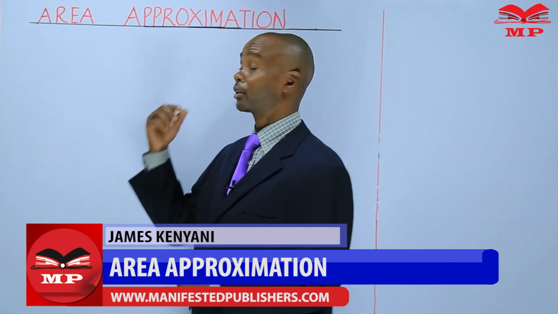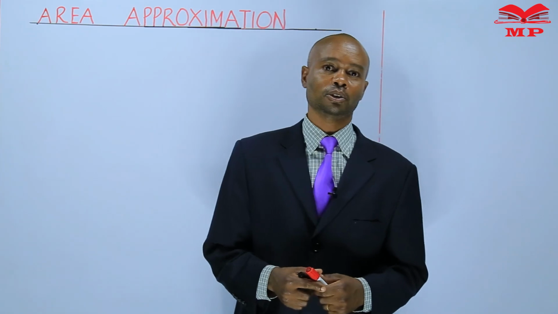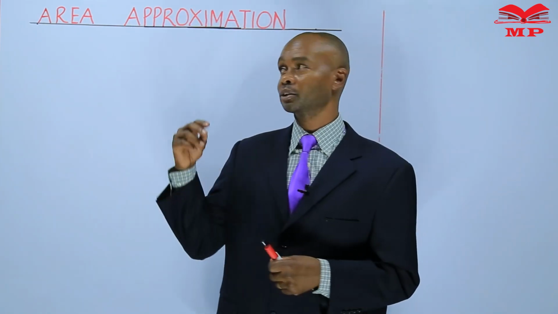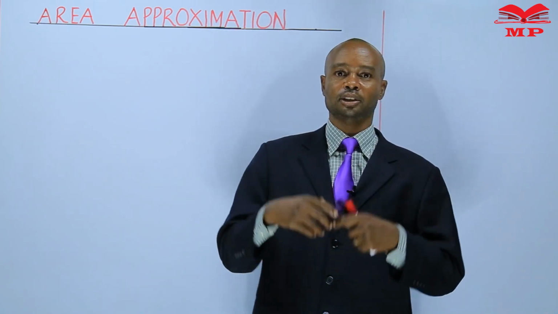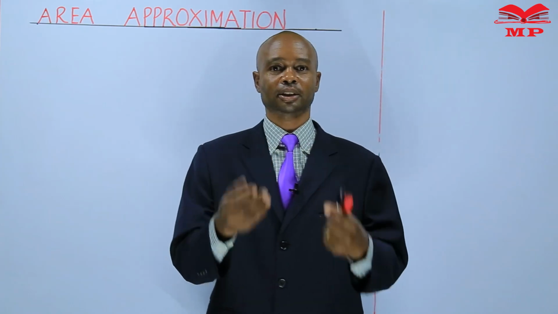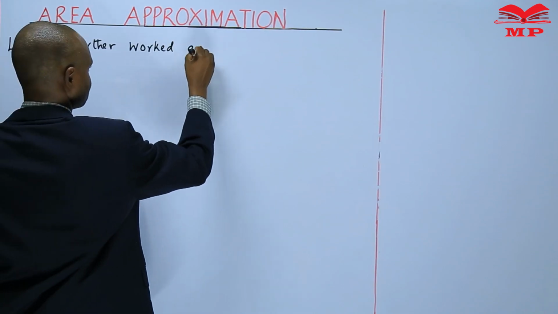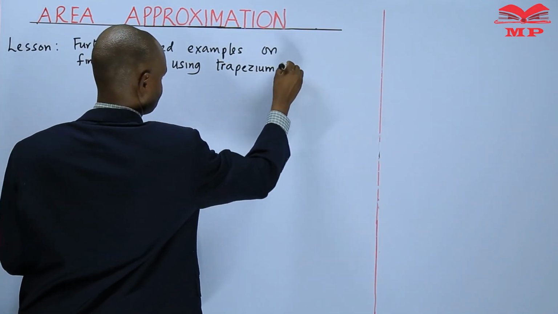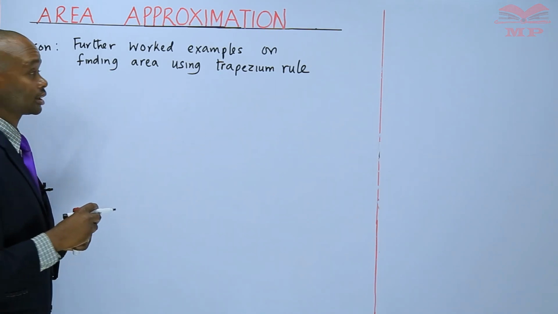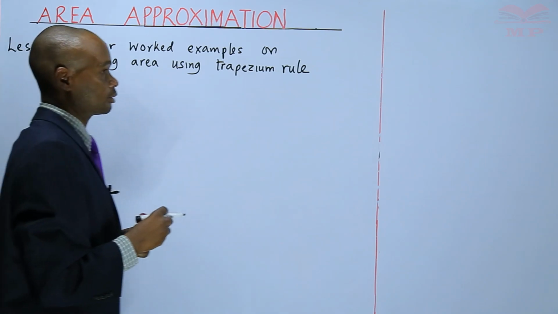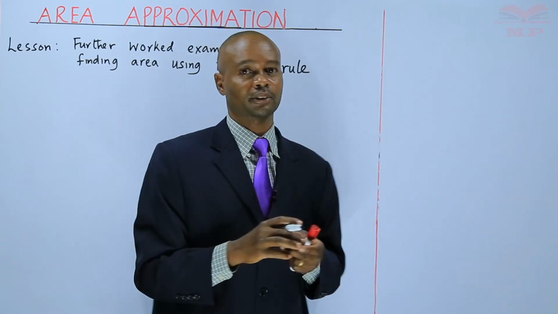We are going to continue with our topic on area approximation. In this lesson, we are still going to look at further solutions for questions of getting area using the trapezium rule. This is just to make it perfect. They say practice makes perfect. So as the objective goes, it is further worked examples on finding area using the trapezium rule. The objective is quite obvious: to give you, the learner, more experience on varied questions.